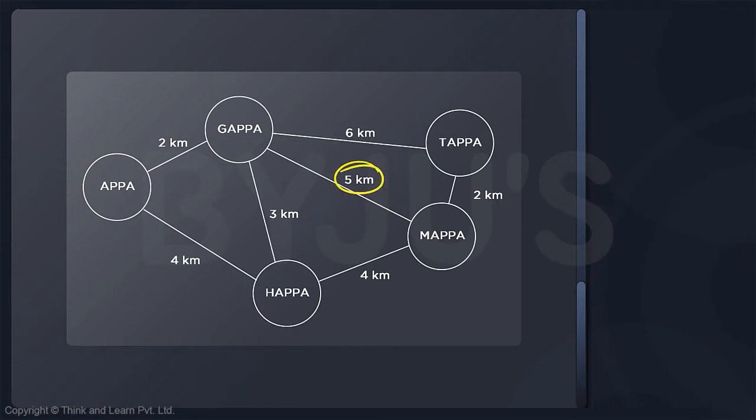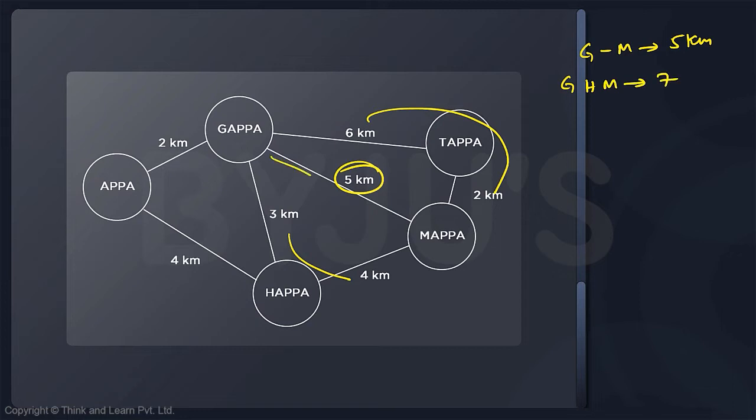So first person will take the direct route. The second person should take the second smallest route. So the second smallest route, this is 6 and 2, 8. This is 4 plus 3, 7. So one person will go from G to M directly in 5 kilometers. The other person will go from G to H, H to M. So this is total 7 kilometers.